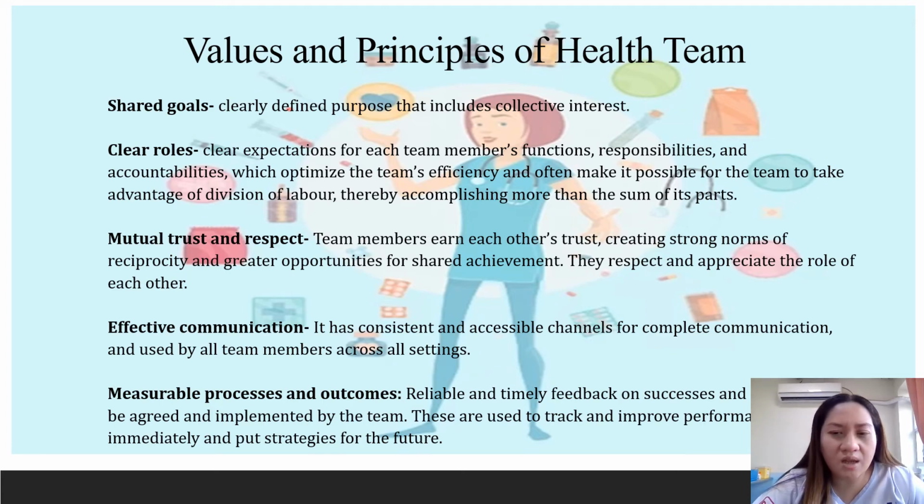Effective communication on top of everything. You cannot achieve your goals if you do not communicate properly. So this must be done consistently and accessibly to all of the members of the team. Measurable processes and outcomes. Meaning your goals and objectives, your processes and outcomes, can be done through a process flow that could be measured and tracked. You can have a system wherein you can assess it from time to time. You can measure it through numbers, graphs, or a tool that you'll be using so that you will be guided in all your decision making.